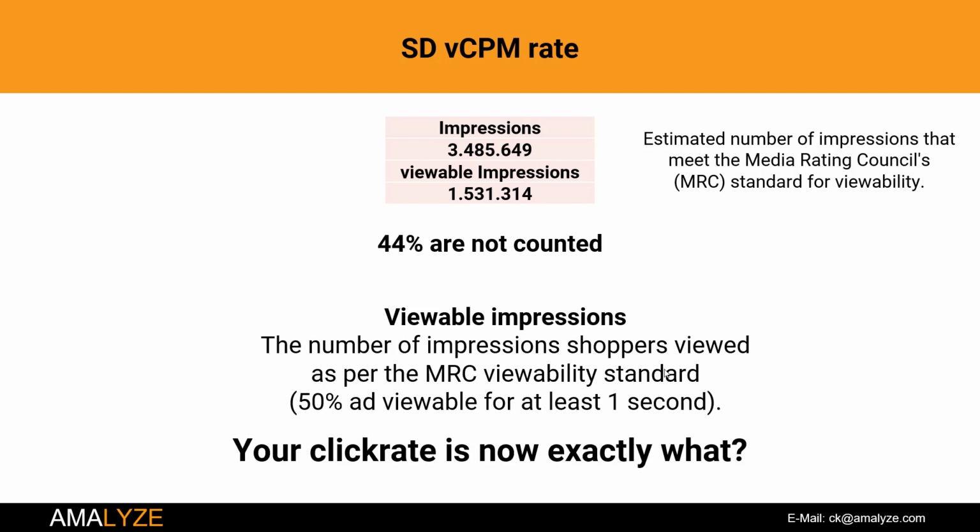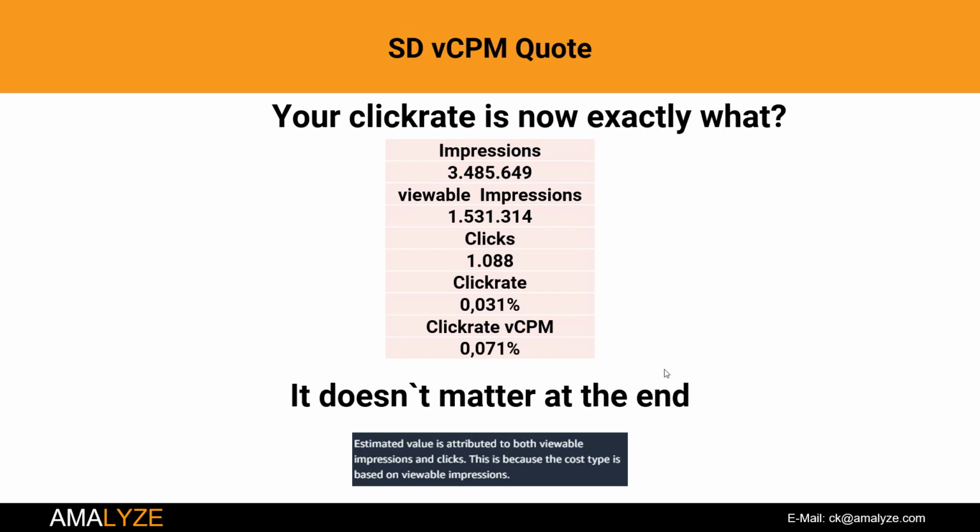And so I thought about the click rates and the problems with the click rates and recalculated it. The clicks were 1088 and the given click rate was 0.031, because of a factor to the 3.5 million impressions. If we are talking about viewable impressions against the clicks, we have a click rate of 0.071, nearly doubled up, more than doubled up. That could be interesting, but doesn't matter at the end.